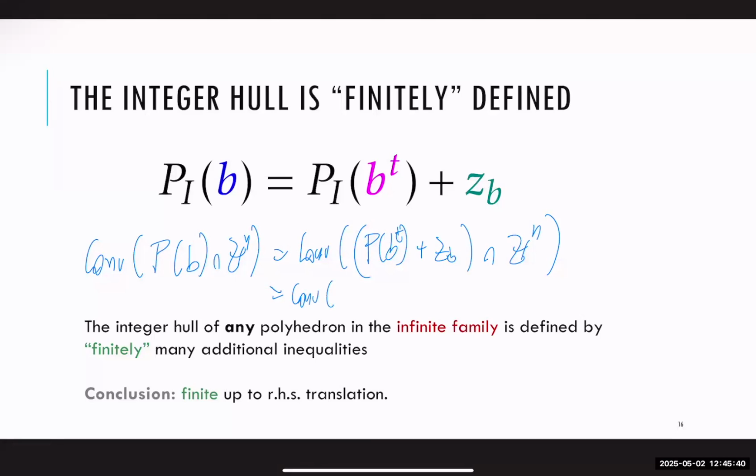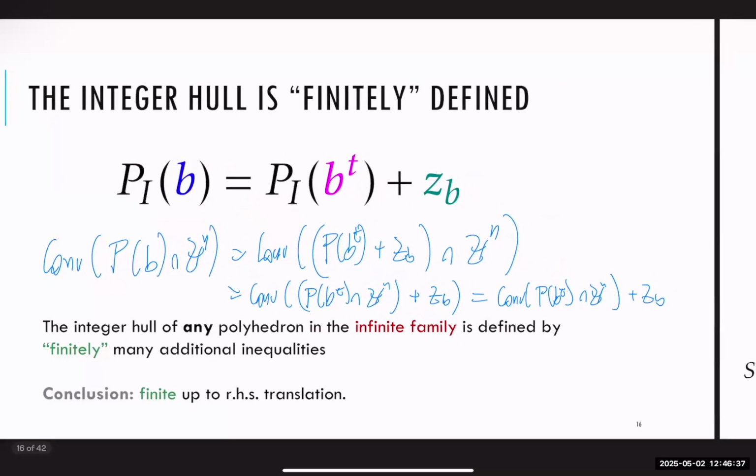So this is the convex hull of P of Bt intersect Cn plus this integer point set B, and the convex hull can be applied to the sum. So you obtain the convex hull of P of Bt intersect Cn, the integer hull of this fixed polyhedron, plus this integer point. Applying the formula to this particular family of polyhedra is very easy, and you obtain this result. This is telling you that for this infinite family, the integer hull is finitely described. The only thing that you do is perturb by the integer point. I'm not claiming that this is the most general result, but it works.